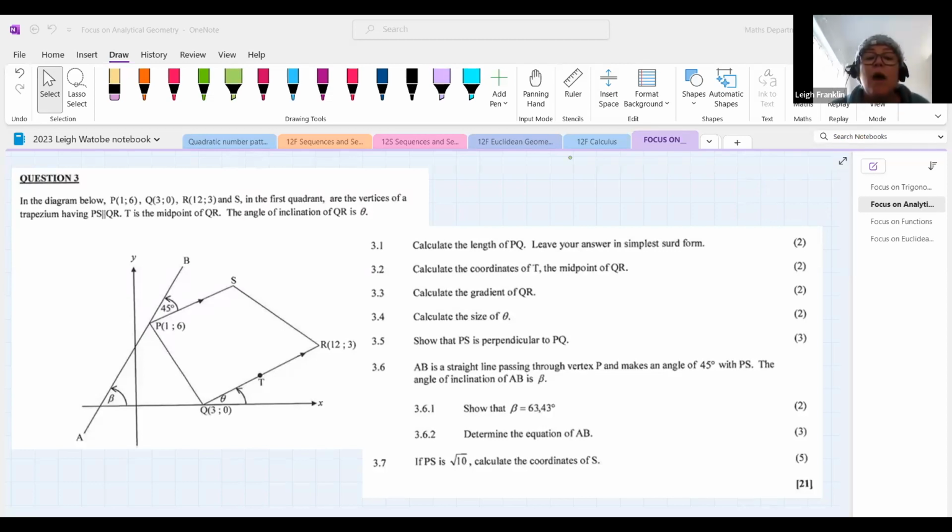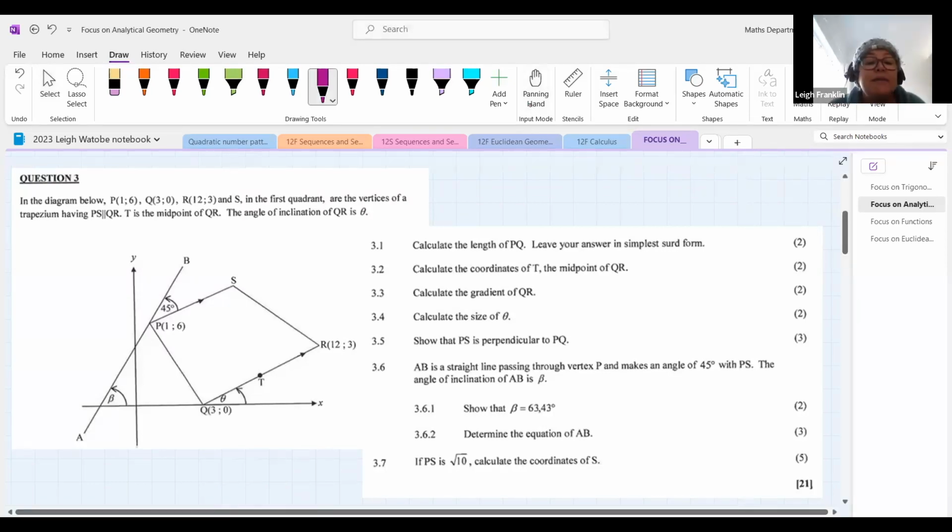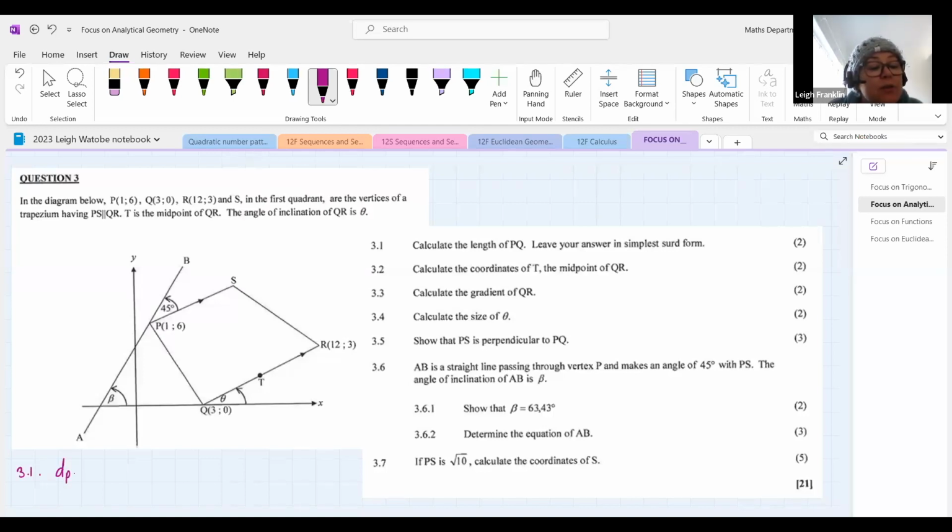Okay, all right. So very easy: when they ask us to calculate the length of line PQ, we can see that PQ is a diagonal line, so we're going to use the distance formula. There is going to be 1 mark for subbing in. So distance of PQ, we can set it out like that.